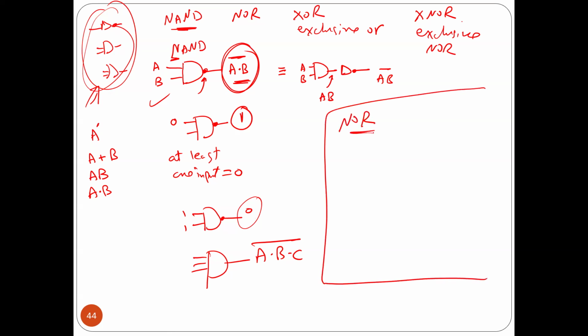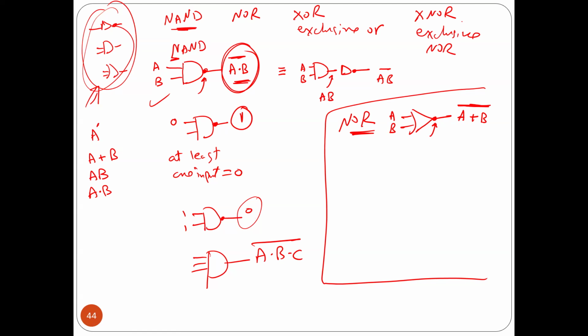NOR is exactly the same, but instead of using AND, I'm going to use OR. This is how it looks. You have an OR gate, and then we have an inverter here. If you have inputs A, B, this output should be A or B, everything inverted. This is how we write it: A or B inverted. So this is NOR, okay?